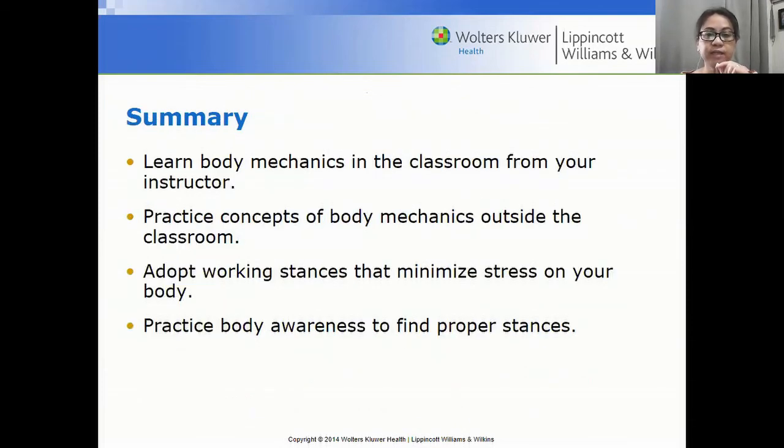So learn body mechanics in classroom from your own instructor. Practice concepts of good body mechanics outside the classroom, not only for this certain course, but as an application for your daily activity. Adopt working stances that minimize stress for your body, and practice body awareness to find the proper stance. So anyway, guys, this is just an introduction of anatomy and kinesiology, or particularly the biomechanics.